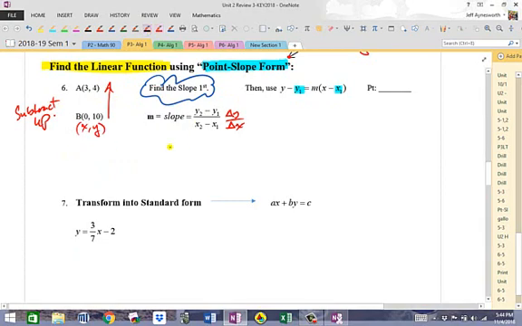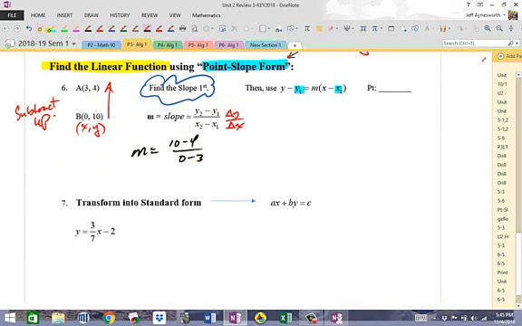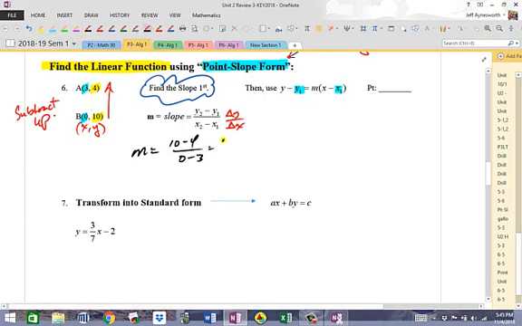Okay, so here we go. So the slope is 10 minus 4 divided by 0 minus 3. I always start with the y values. That's 10 minus 4 divided by 0 minus 3. Subtracting up on both, okay? You get 6 divided by -3, and so obviously the slope is -2.